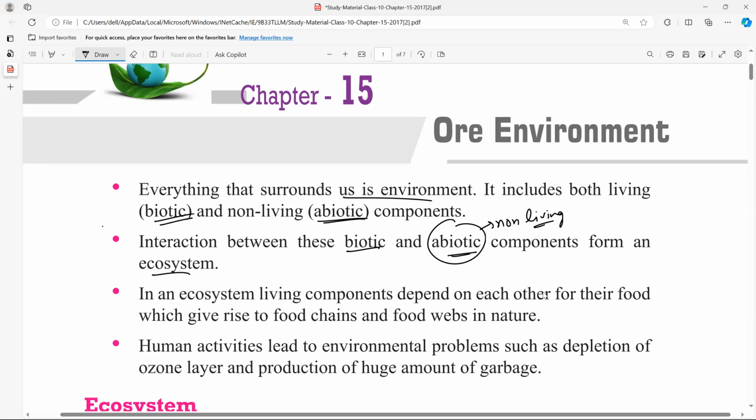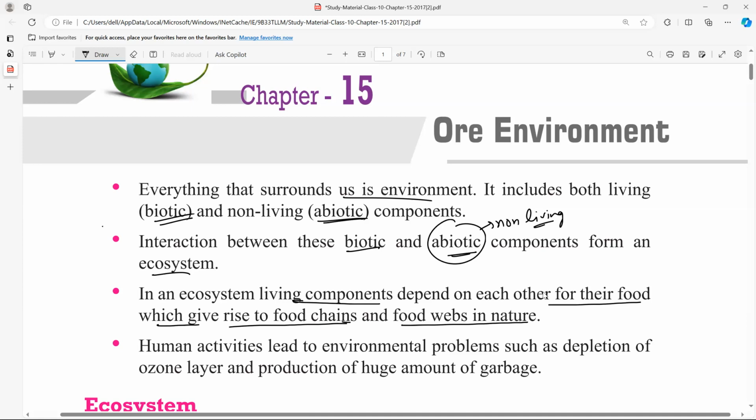They form an ecosystem. In an ecosystem, living components depend on each other for their food, which gives rise to food chains and food webs in nature. We are directly or indirectly dependent on each other. For example, if a lion, a deer, and plants live together and the plants are cut, the deer will not survive. If the deer is not there, the lion will not be able to survive. So we are dependent on each other.